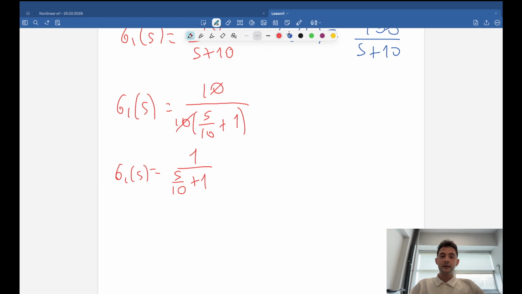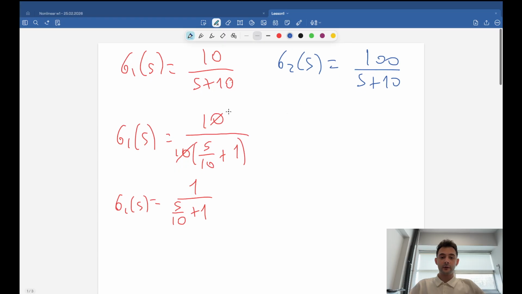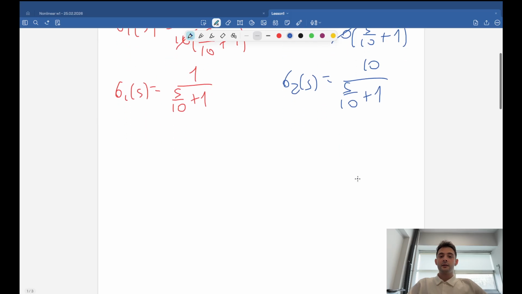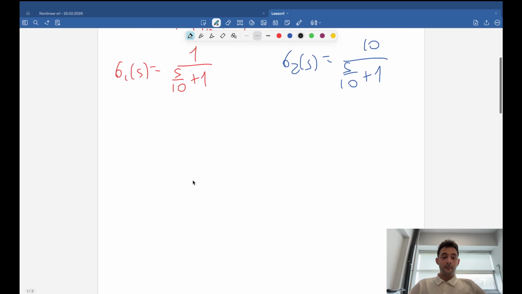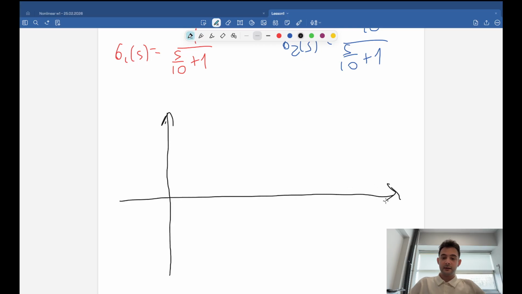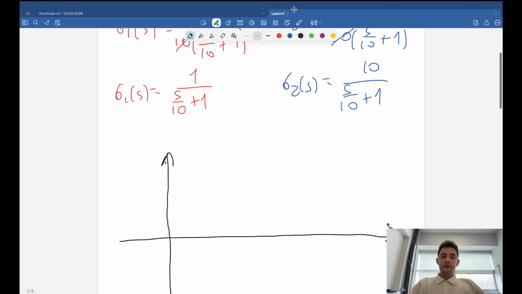This is G1(s). Let's do the same procedure for G2. G2(s) equals 100 over 10 times s over 10 plus 1. This 0 goes, so we will have G2(s) equals 10 over s over 10 plus 1. Let's draw the Bode magnitude diagram. First, let's write down our y-axis, right? And we will have our x-axis. Let's demonstrate how you can find your initial value.